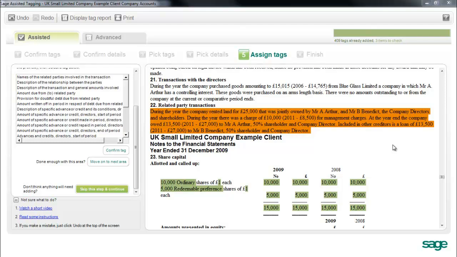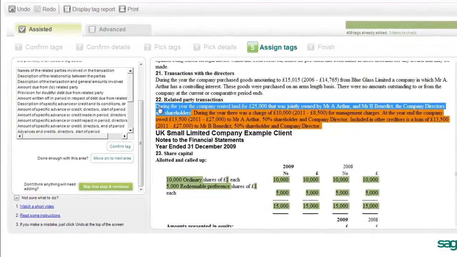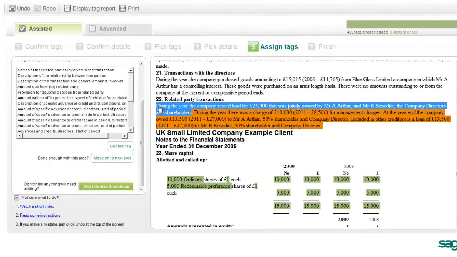When we analyse the first transaction, we see a transaction of £25,000 for land rent. When we compare this against the available iXBRL tags for related party transactions, we see that there is no amount due to or from a related party at the end of the year. This is just a transaction that occurred during the year. So for that reason, we will use the tag description of the transaction and general amounts involved. We can tag the whole sentence, including text, figures and currency symbols with this. As it's the first time we are using this tag, we will also assign it Group 1.